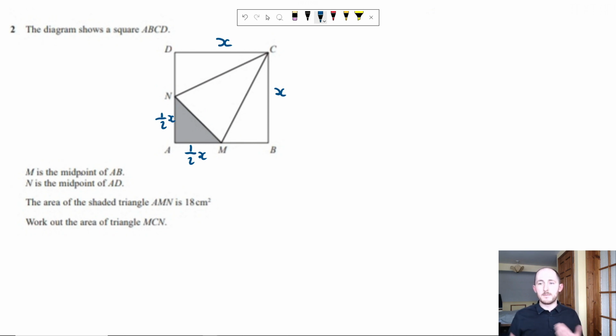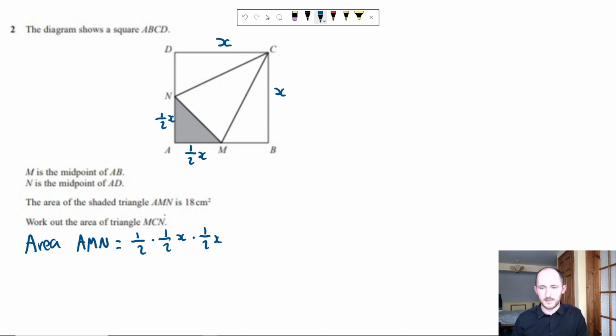The reason I'm doing this is because I want to use the information they've given me. They've given me that the shaded triangle is 18 square centimeters, so I must need to use that at some point. I can now write an equation for that shaded triangle. The area of AMN is a half, times the base, which is a half X, times the height, which is a half X, and that equals 18.